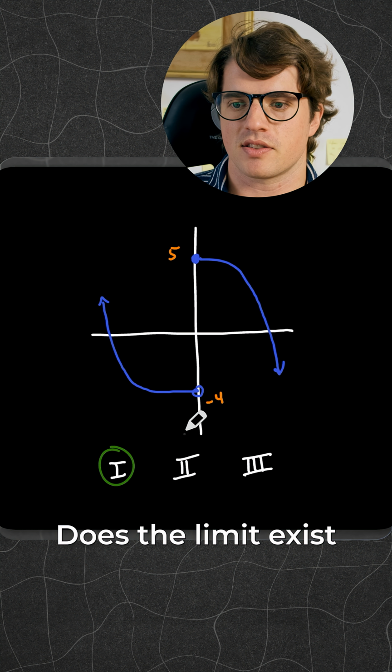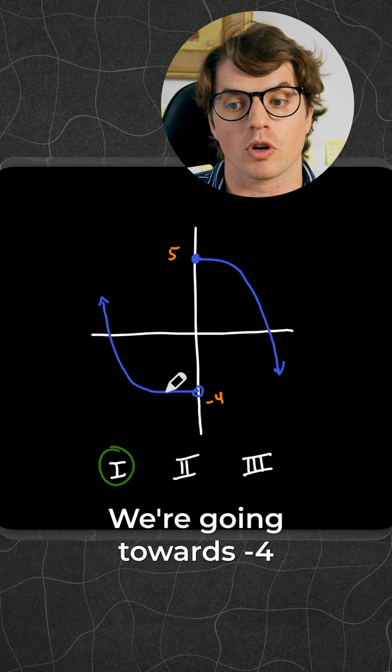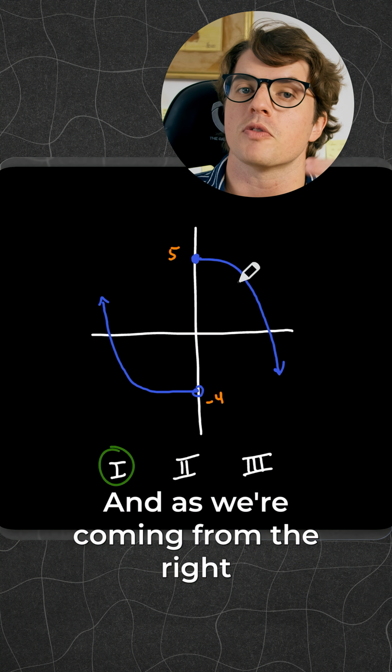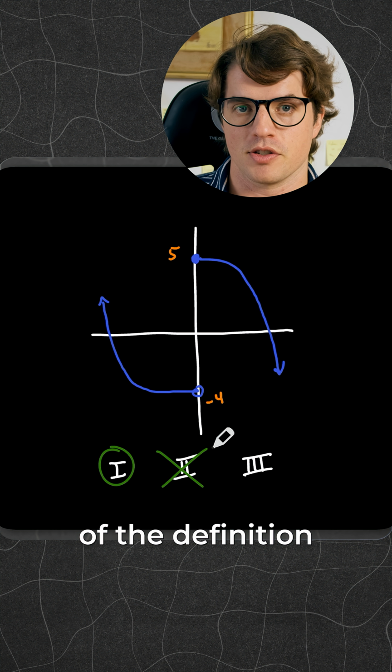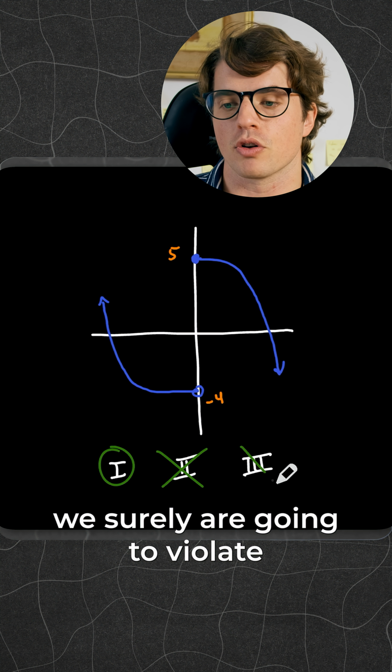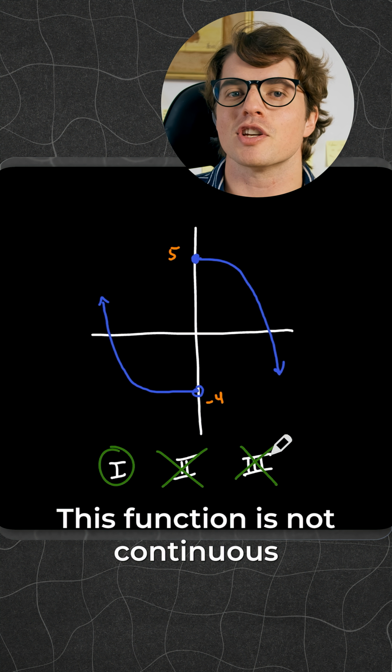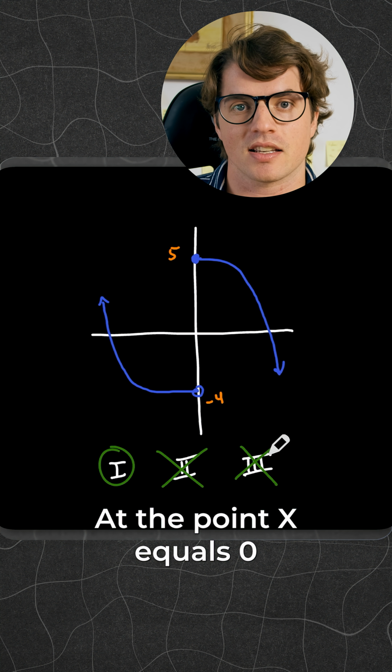Does the limit exist? As we come to 0 from the left, we're going towards negative 4, and as we're coming from the right, we're going to 5. So this would violate the second part of the definition. If we violate the second part, we surely are going to violate the third part. This function is not continuous at the point x equals 0.